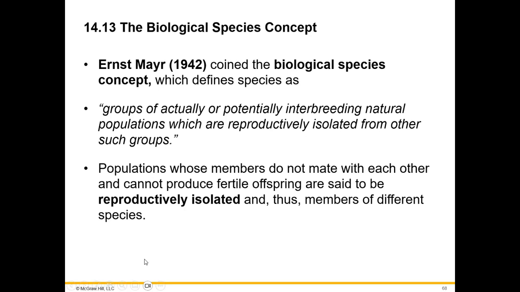Ernst Mayr in 1942 coined the biological species concept, and that defines a species as groups of actually or potentially interbreeding natural populations which are reproductively isolated from other such groups. So populations whose members do not mate with each other and cannot produce fertile offspring are said to be reproductively isolated, and therefore members of a different species.